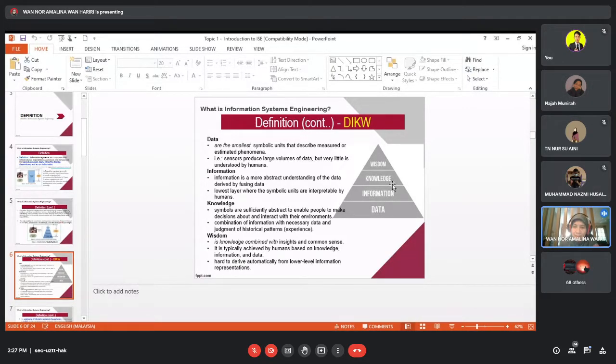I would say that whatever decision you are making must be based on certain kinds of knowledge. So that's why it says that knowledge is a combination of information with necessary data and judgment of historical patterns, or we call it experience. Now, if you have had the experience, you ordered the nasi goreng, but somehow it doesn't taste good, will you be ordering it again?